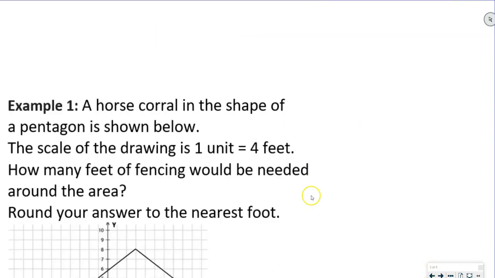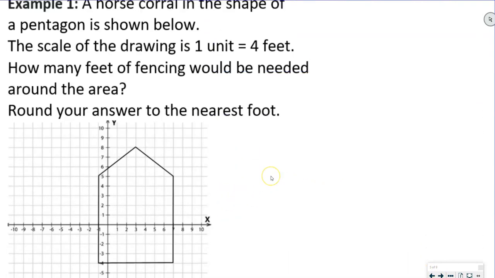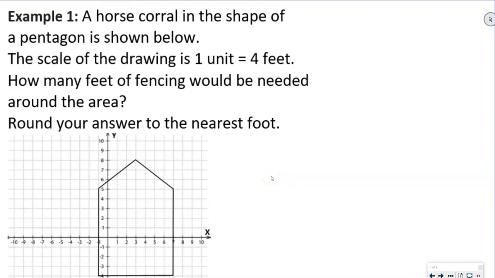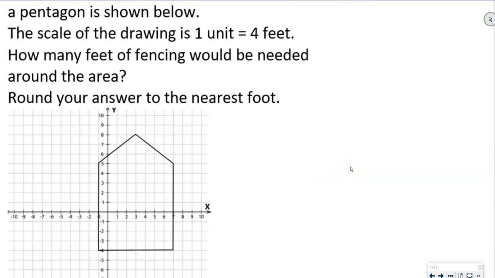First of all, I don't know why this is down there like that, but we'll scroll up. It says a horse corral in the shape of a pentagon is shown below. The scale of the drawing is 1 unit equals 4 feet. How many feet of fencing would be needed around the area? Round your answer to the nearest foot. Now, some of these sides we can count, right? But some we can't. So we're going to use the Pythagorean theorem to find the ones we can't.